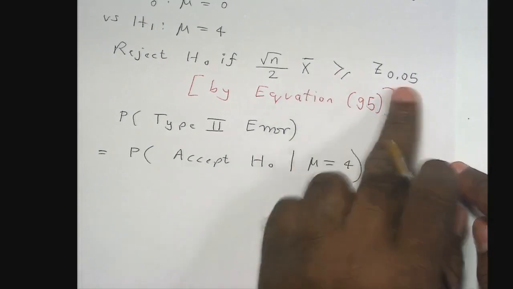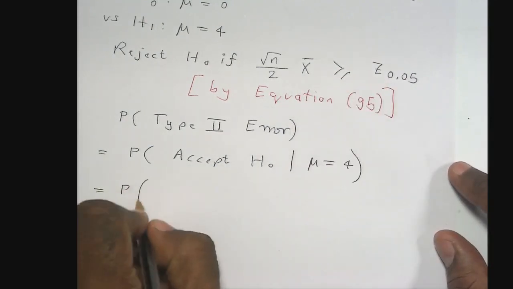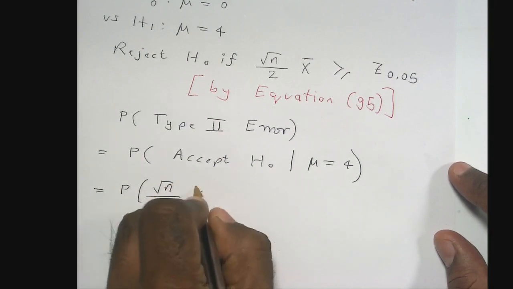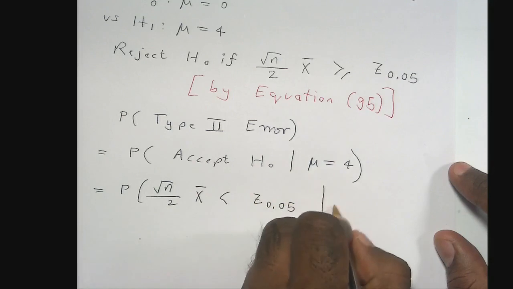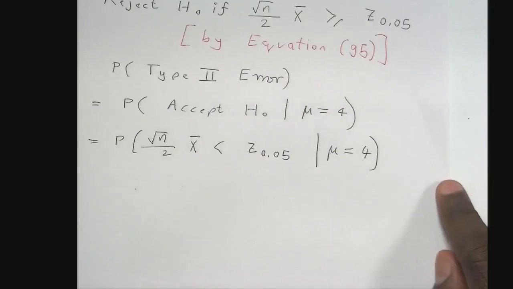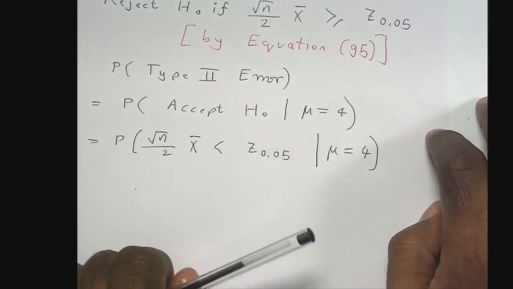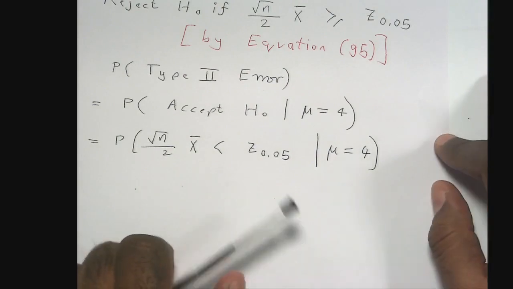Now this is the rule for rejecting H0. We will accept H0 if root n divided by 2... Right? Do you guys understand this or not? Yes, of course. I maybe asked you guys too many times. Right.